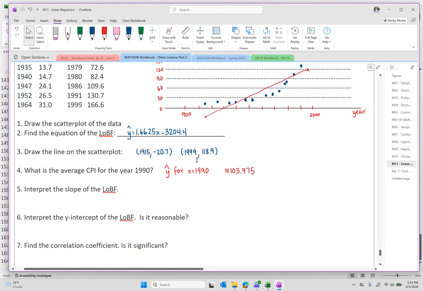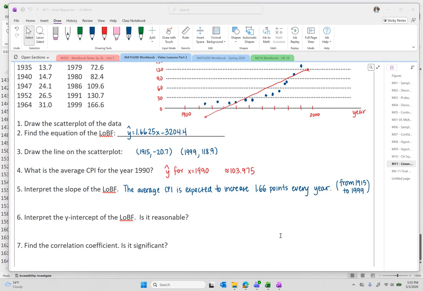We want to interpret the slope of the line of best fit. If you remember, the slope is that the estimated y is expected on average to change as much as the slope for every 1 unit increase in x. So for us, we will say here that the average CPI is estimated to increase 1.66 points per year. We say that it increases because the slope is a positive 1.66.